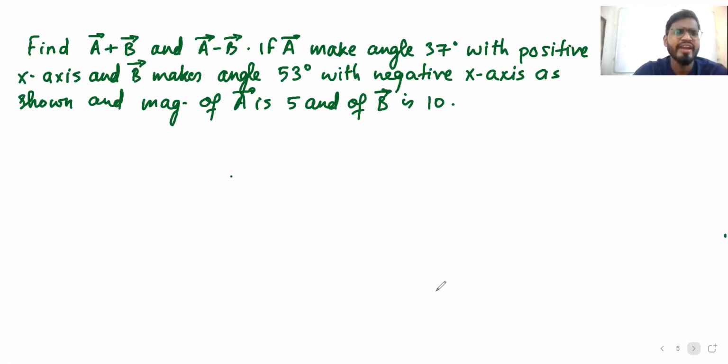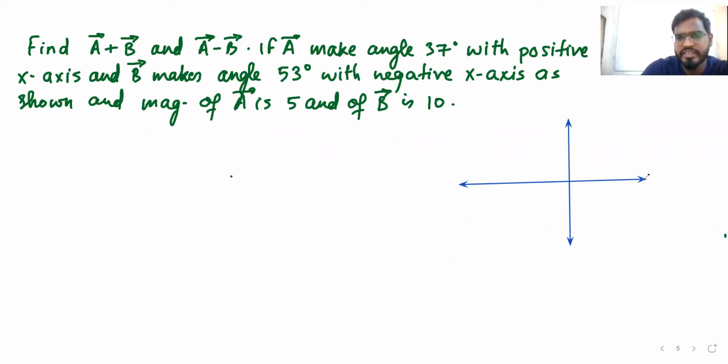So again, find vector A plus B and A minus B. If A makes 37 degree with the positive x-axis and B makes an angle of 53 degree with the negative x-axis, as shown, okay, I'll draw it. The magnitude of A is 5, B is 10. So find A plus B and A minus B. Okay, so here also, let's take it this way.